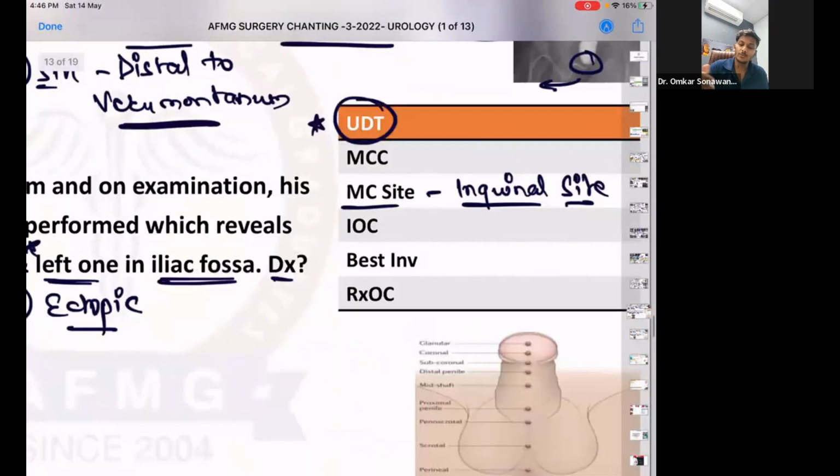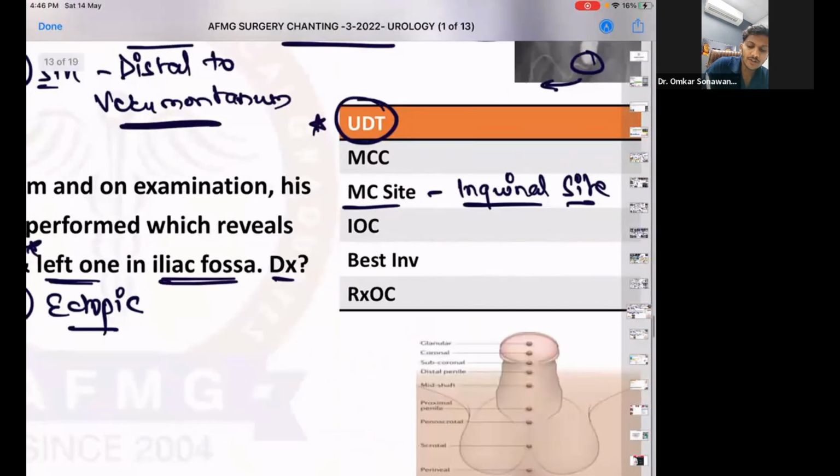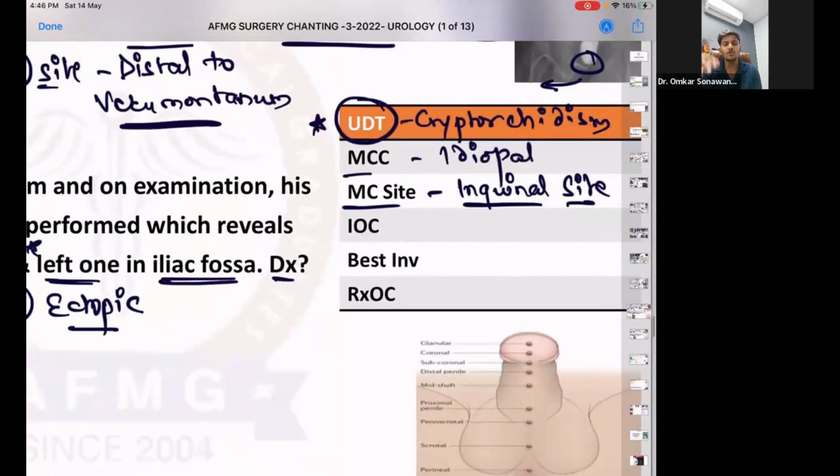So for undescended testis or cryptorchidism, the most common cause is idiopathic. Usually it occurs in premature or preterm neonates. Remember, if there is cryptorchidism, the first examination you need to do is scrotal palpation. On scrotal palpation, if the testes are absent, then you can definitely think in terms of undescended testis.